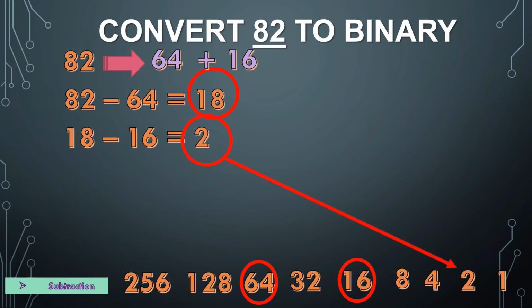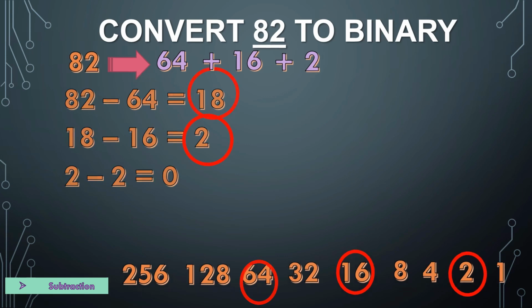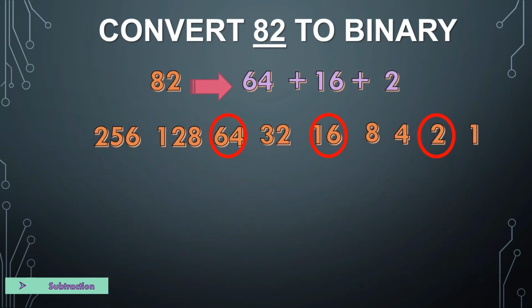So the highest base number less than 2 is still 2. So we are going to end there because 2 minus 2 is equal to 0. So we have 64, 16, and 2. If we add that, the result must be 82.